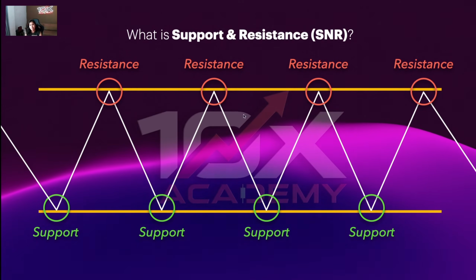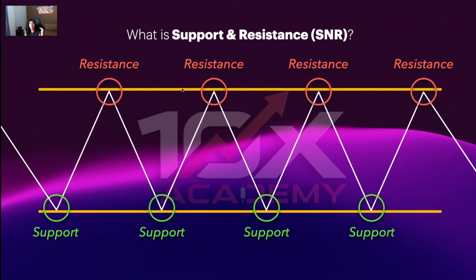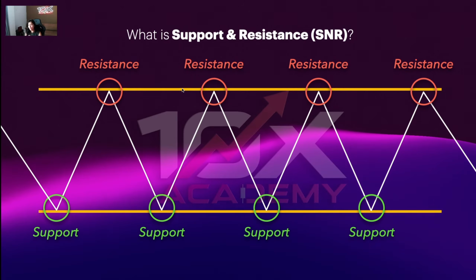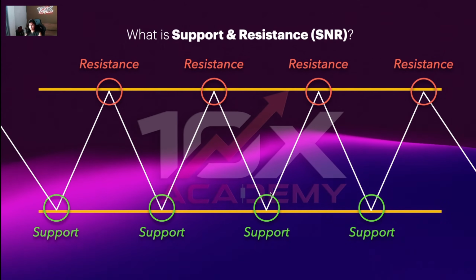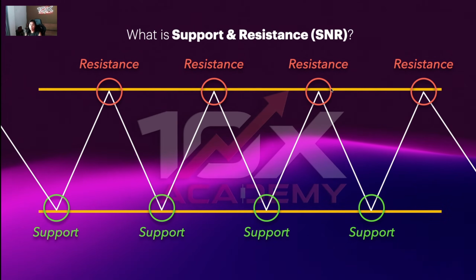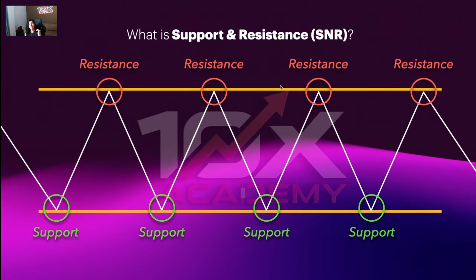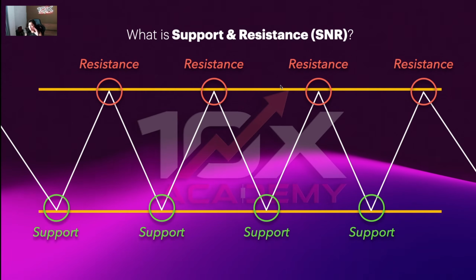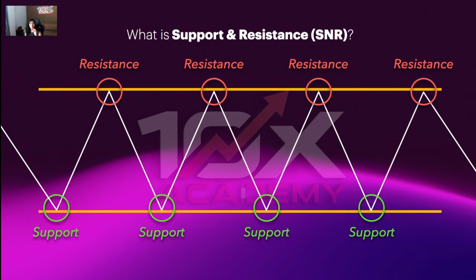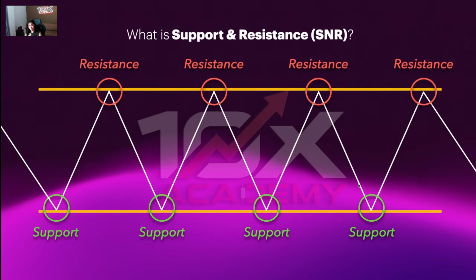Whereas for resistance, this resistance is an area where the price struggles to break through and may reverse downwards. So this resistance level is where we as traders will look for opportunities to sell. So just remember, support is the level where we look to buy, whereas resistance is a level where we traders look for opportunities to sell. Resistance is also a zone represented by the highest price reached before the price declines.